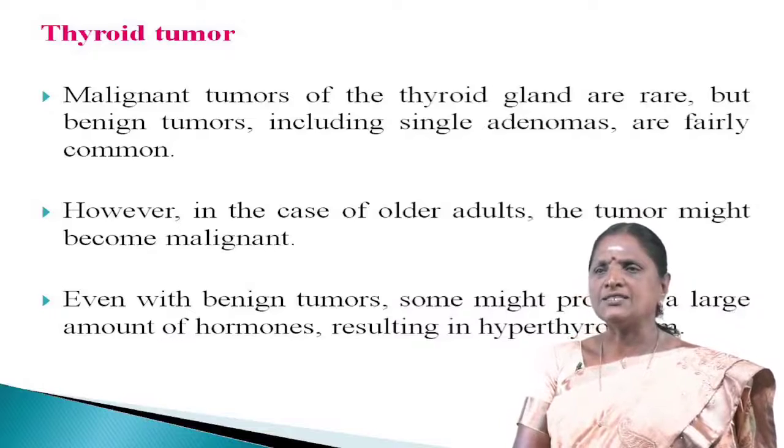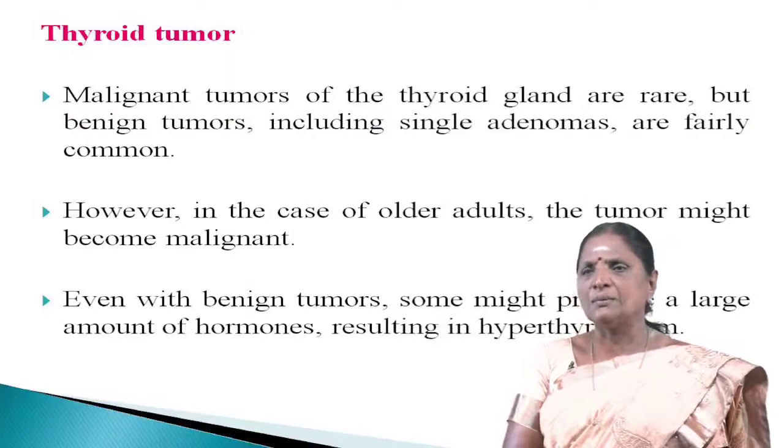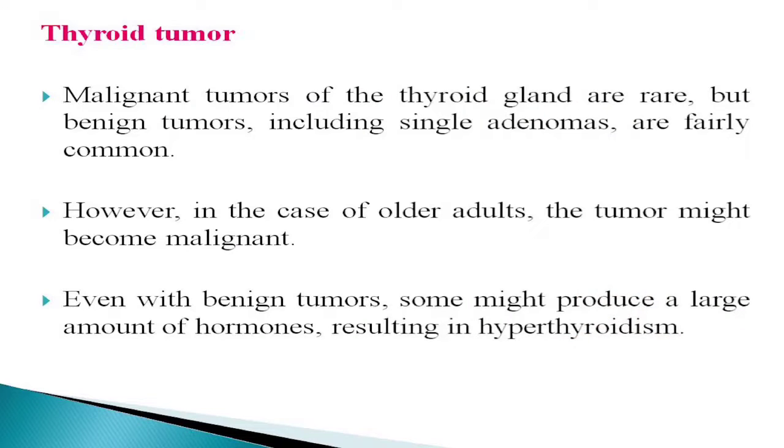Thyroid tumor. Malignant tumors of the thyroid gland are rare, but benign tumors including single adenomas are fairly common. However, in the case of older adults, the tumor might become malignant. Even with a benign tumor, some might produce a large amount of hormones resulting in hypothyroidism.